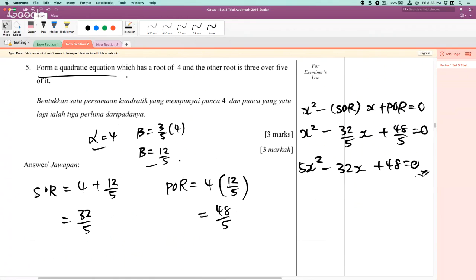So basically it's quite simple. You just need to understand the sentence. What is the meaning of have a root? You have to always assume root basically means answer of x.